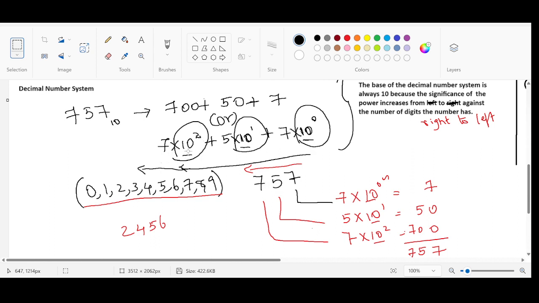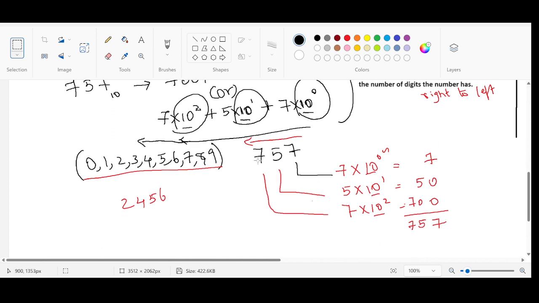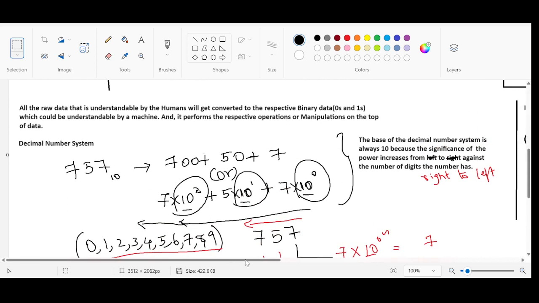Why is it base 10? Because with multiples of 10, you can rewrite the number. You can divide the number with multiples of 10. So this is the equivalent conversion. 757 can be converted back into 757. You can split the number with the multiples of 10 according to the significance: 10 to the power of 0, 10 to the power of 1, 10 to the power of 2. This is all about the decimal number system.